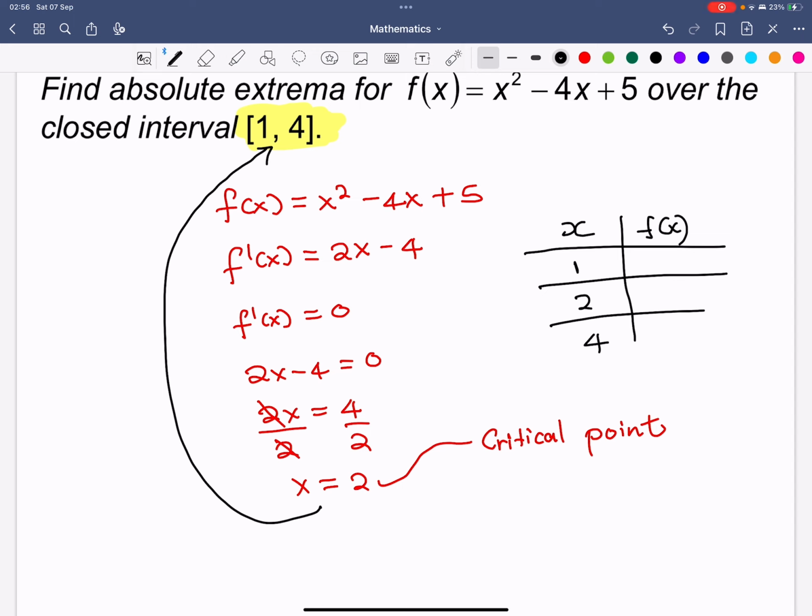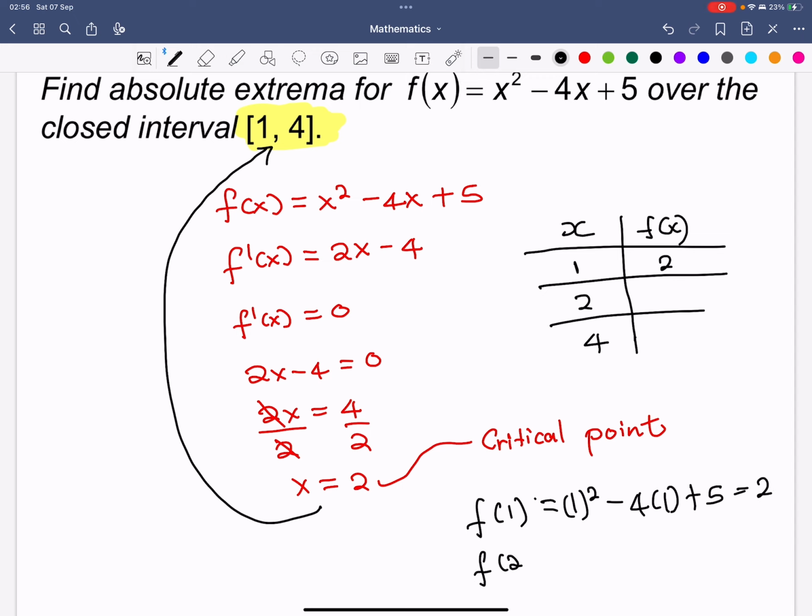We now need to substitute these numbers into the original function. So that's what we need to do. We're going to first substitute f of 1, and that will give us 2. To write it down for you, f of 1 equals 1 squared minus 4 times 1 plus 5, and that will give you the 2 that I got.